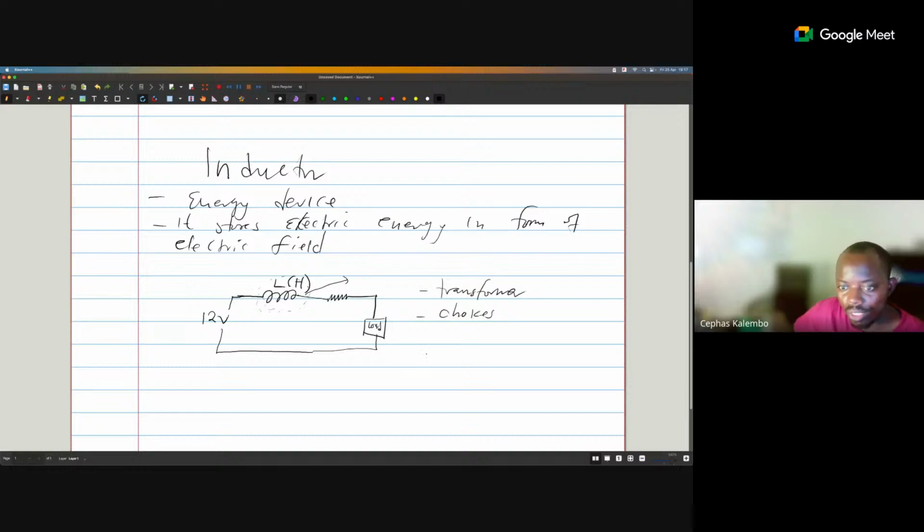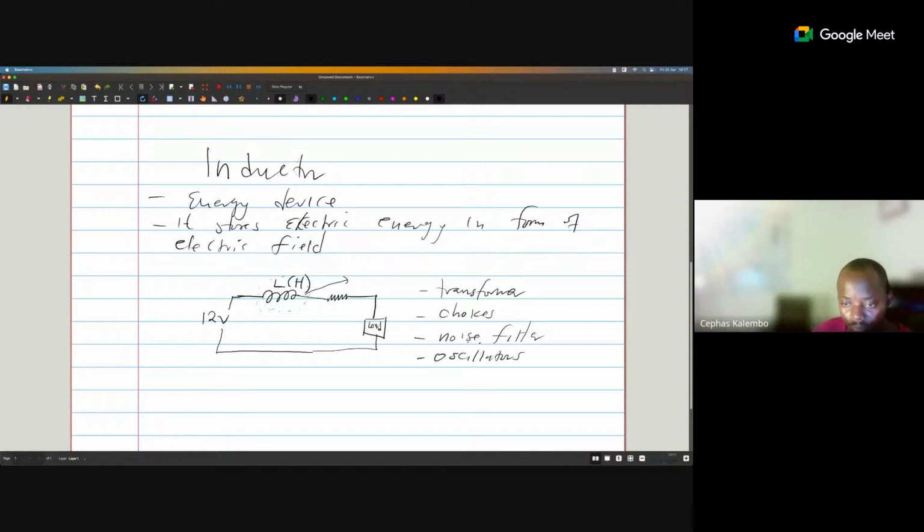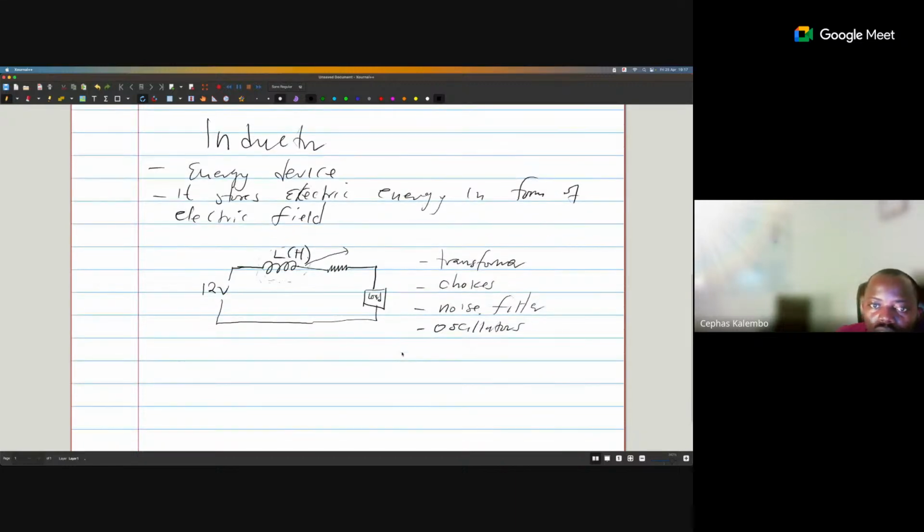we use that. Now, it's also used as a noise filter. Okay? It's also used in oscillators. So the inductor is also used in oscillators. It's also used as a noise filter. It's used as chokes. It's also used as a transformer. So these applications, you meet them a lot in your design.